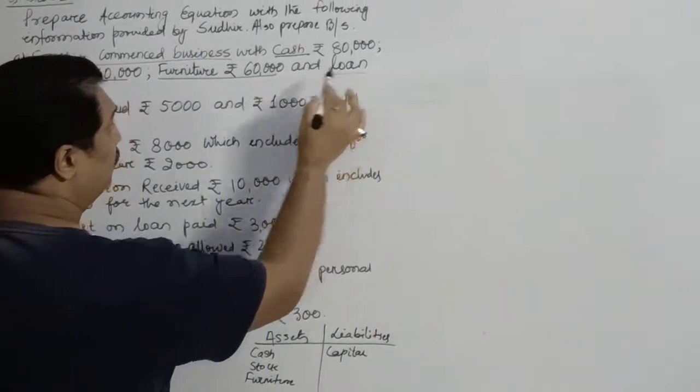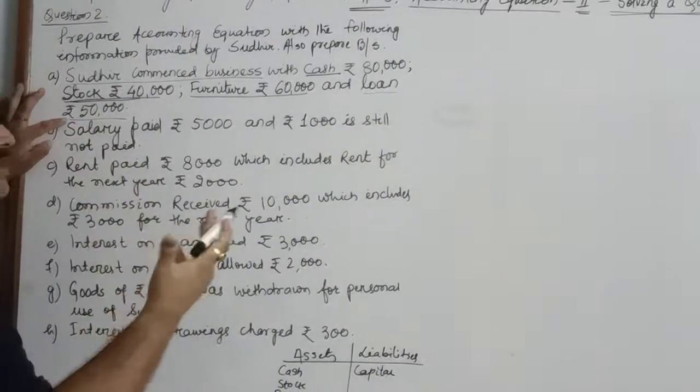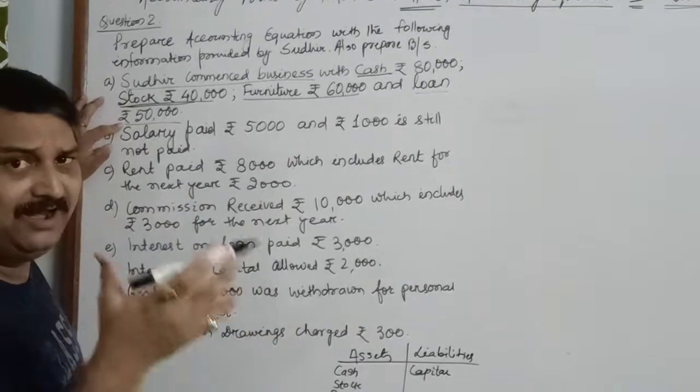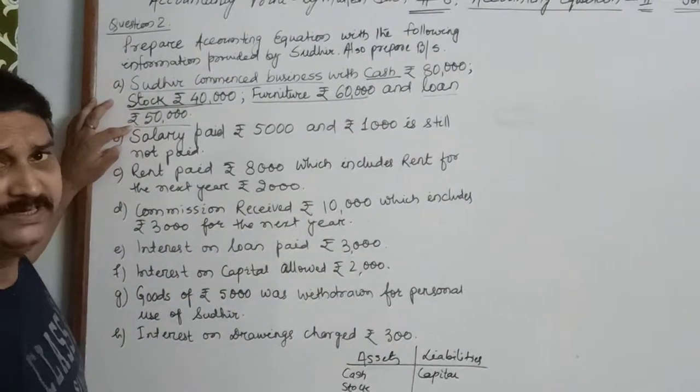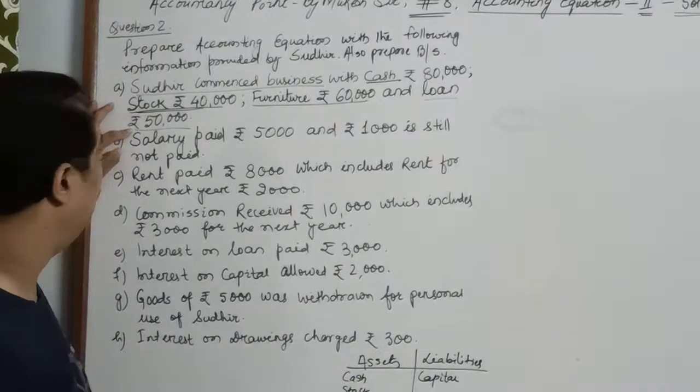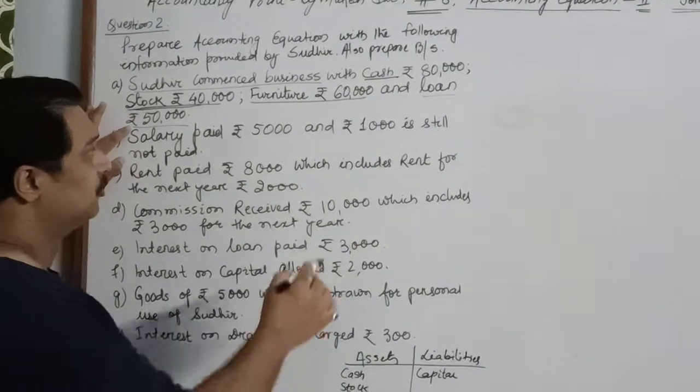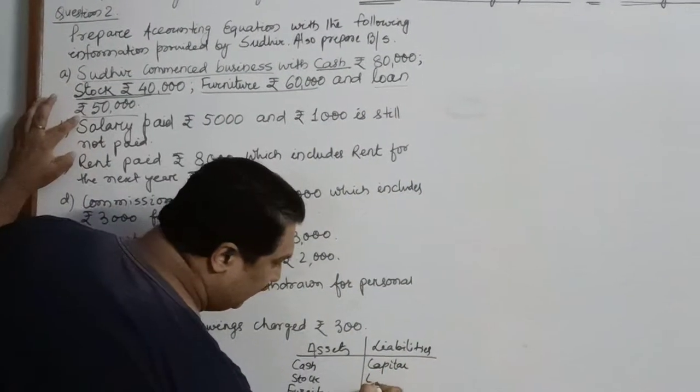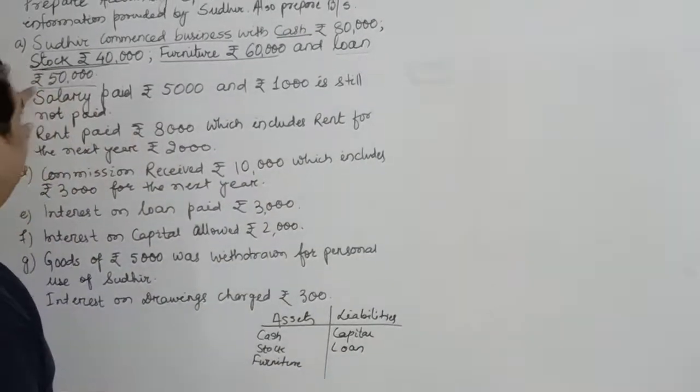Besides that, there was also a loan which was taken by him earlier, and when he is starting the new business, he is carrying forward the same loan of rupees 50,000. So loan is a liability, so I am writing it on the liability side.